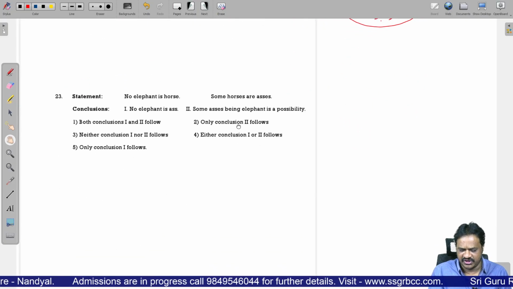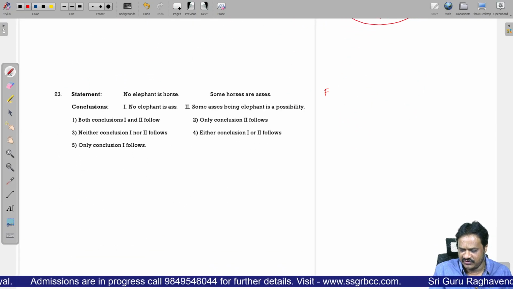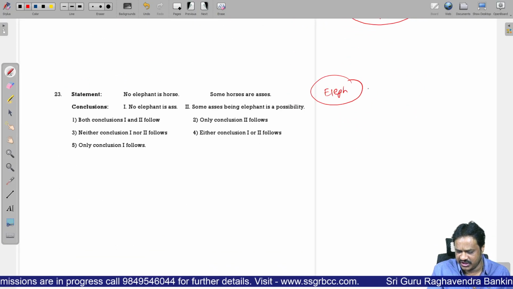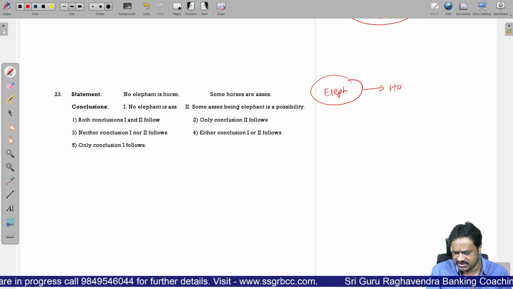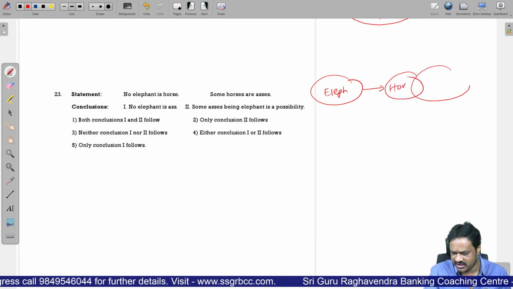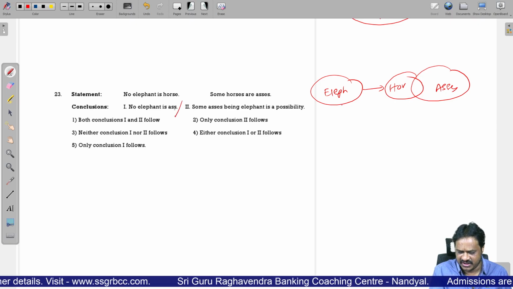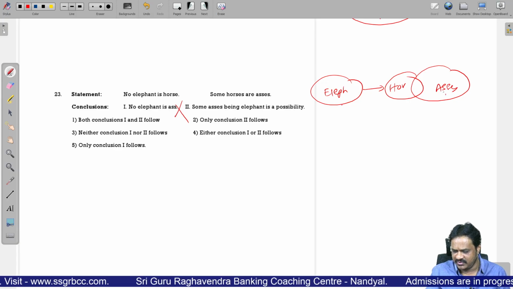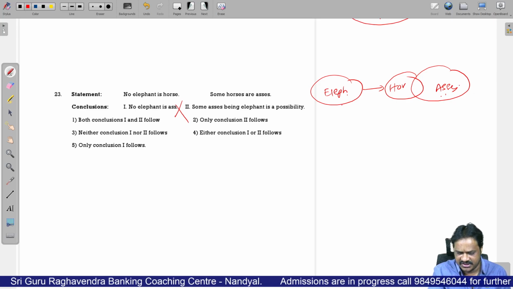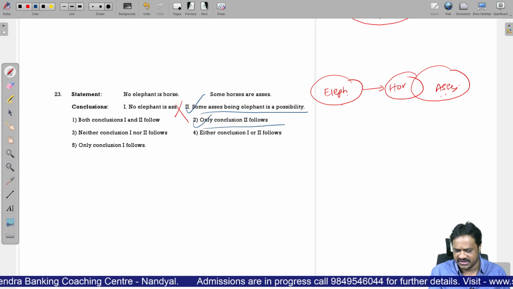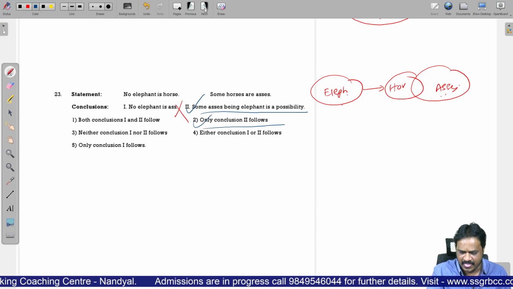Now let us see 23. No elephant is a horse. Some horses are asses. No elephant is ass does not follow, since there is no relation between elephant and ass. Some ass being elephant is a possibility. The relation between ass and elephant is some not. If some not is there, some is a possibility definitely follows. Therefore, the second one definitely follows.